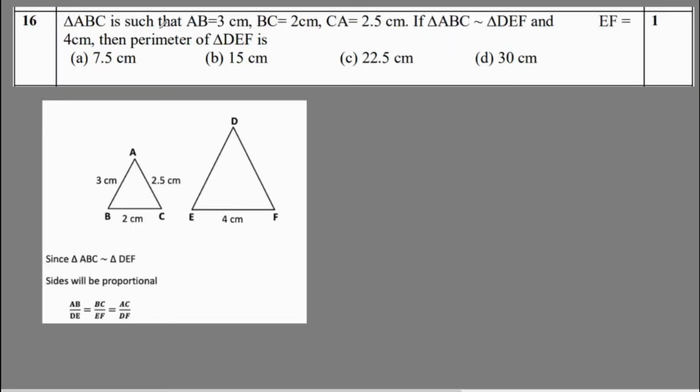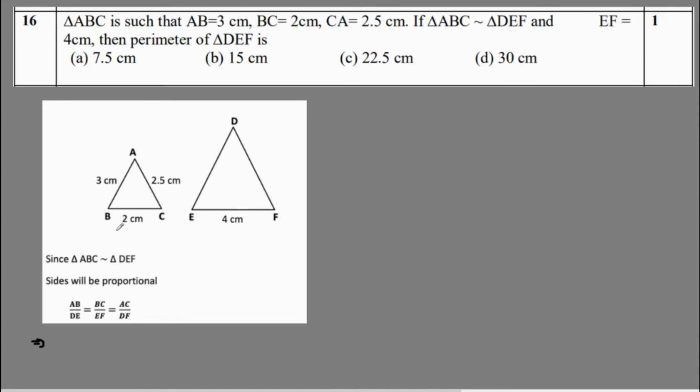16th question. Triangle ABC is such that AB is 3 centimeters, BC is 2 centimeters, and CA is 2.5 centimeters. If triangle ABC and DEF are similar to each other and EF is 4 centimeters, then perimeter of triangle DEF is. To find the perimeter of triangle DEF, we have to find DE side, DF side, and if you add all the sides, it's nothing but perimeter of DEF. So we know that since the two triangles ABC and DEF are similar to each other, then sides will be proportional. AB by DE will be equal to BC by EF. It's also equal to AC by DF.